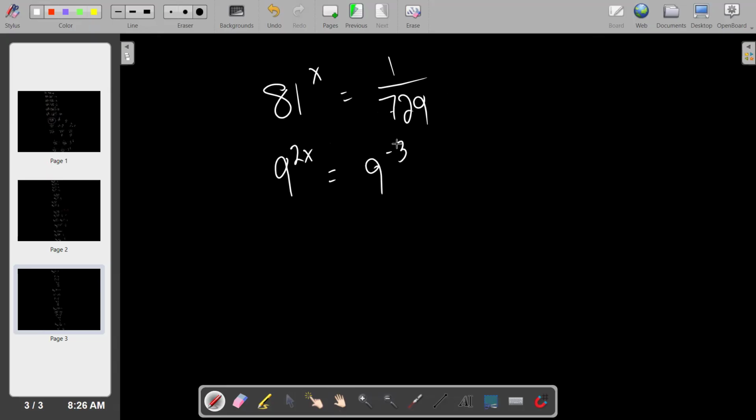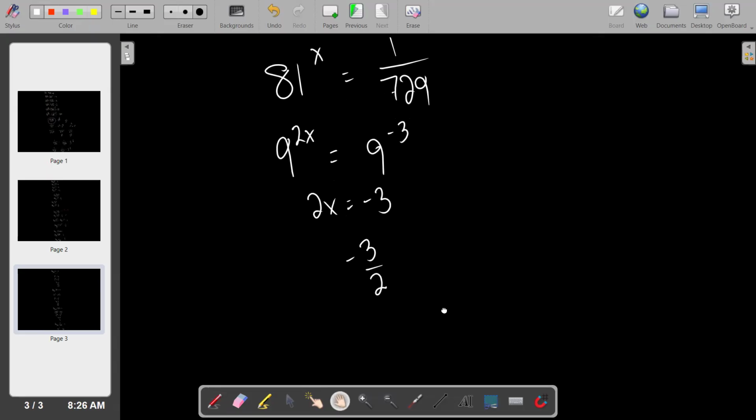So then what I take out of this is, well, if 9 to this is the same as 9 to that guy, then those two exponents have to equal each other. Therefore, 2x must equal -3. What's x? Therefore, the exponent, the answer, the logarithm, whatever you want to call it, is equivalent to that. That good?